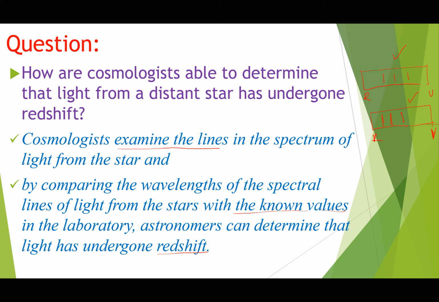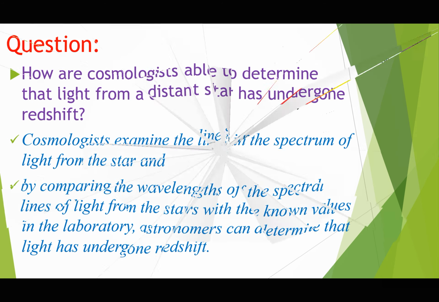So that is how astronomers and cosmologists are able to determine that light from a distant star has undergone redshift. They just examine the spectral lines of light from the star and then compare these spectral lines with their known values in the laboratory. And then they can determine that light has been redshifted.